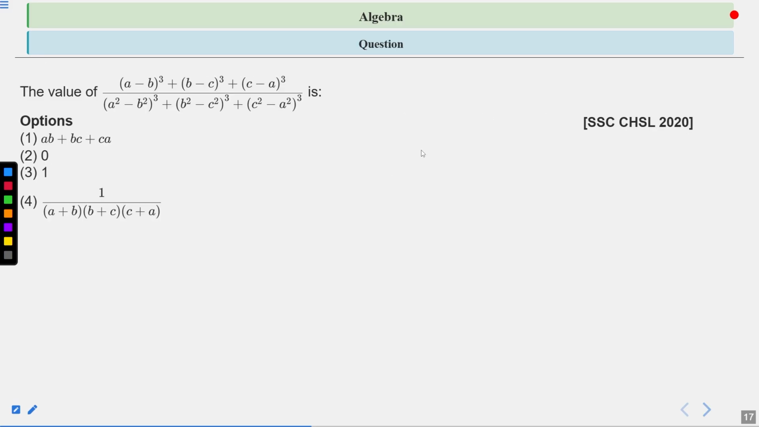The value of [(a − b)³ + (b − c)³ + (c − a)³] upon [(a² − b²)³ + (b² − c²)³ + (c² − a²)³] is. And this question was asked in the SSC CHSL exam in 2020. There are 4 options. First one is ab + bc + ca. Second is 0. Third one is 1. And fourth option is 1 upon (a + b)(b + c)(c + a). So you have 10 seconds to analyze the question. Your time starts now.